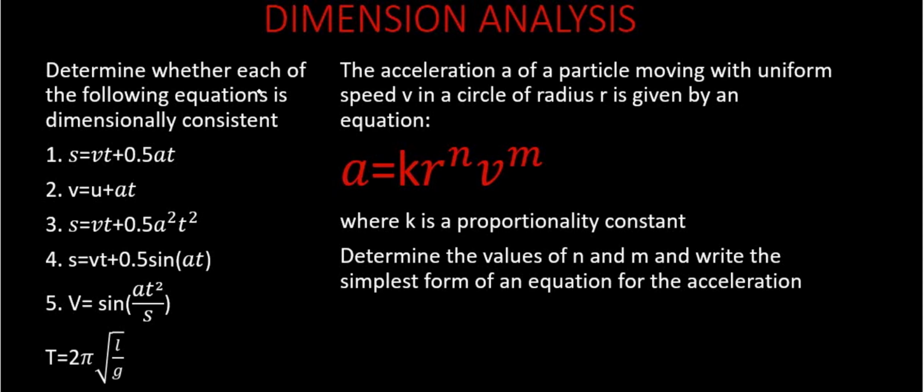Then the other one: the acceleration of a particle moving with a uniform speed in a circle of radius r is given by an equation. That equation is a = k r^n v^m, where k is a proportionality constant. The question says determine the values of n and m, and write the simplest form of an equation for the acceleration. So these are the questions that we'll concentrate on in this video.